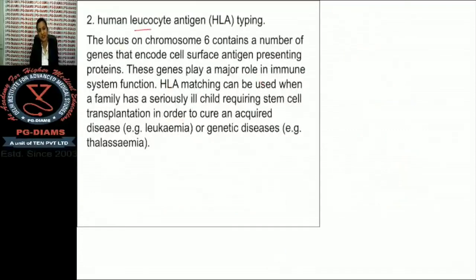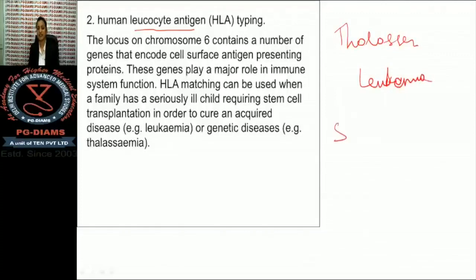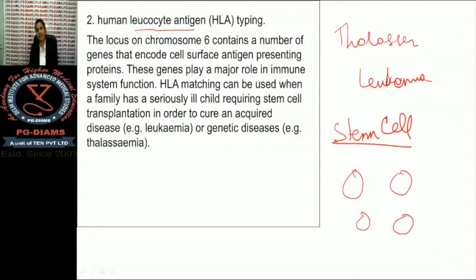HLA antigen, this is another interesting indication of doing PGD. Suppose there's a couple who has an offspring with a condition like thalassemia major or leukemia, a child who needs a stem cell transplant, and you cannot find an HLA donor for the child. So what you do is you ask the couple to undergo IVF. We will have 4 embryos. We will do HLA typing of all these 4 embryos, and whichever embryo has HLA matched to the alive offspring who needs the stem cell transplant, that embryo will be implanted. So that after 9 months you will have stem cells for the living baby who has leukemia.